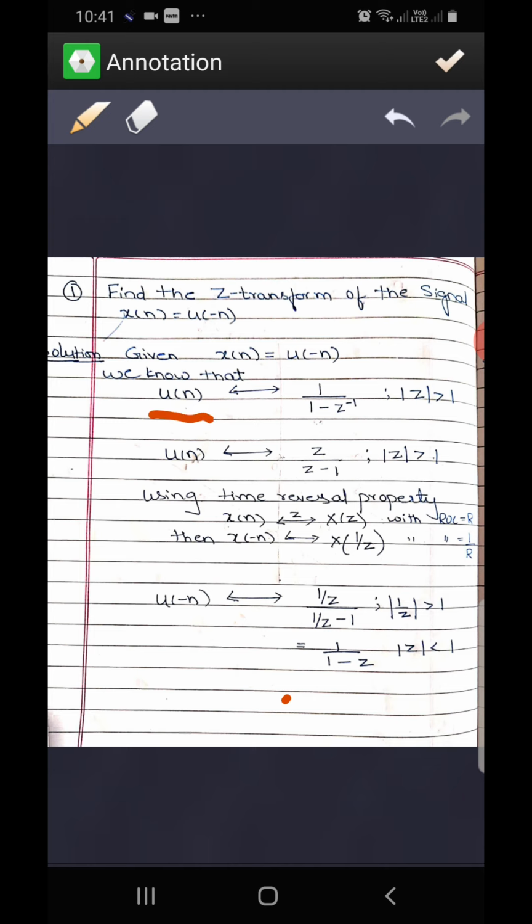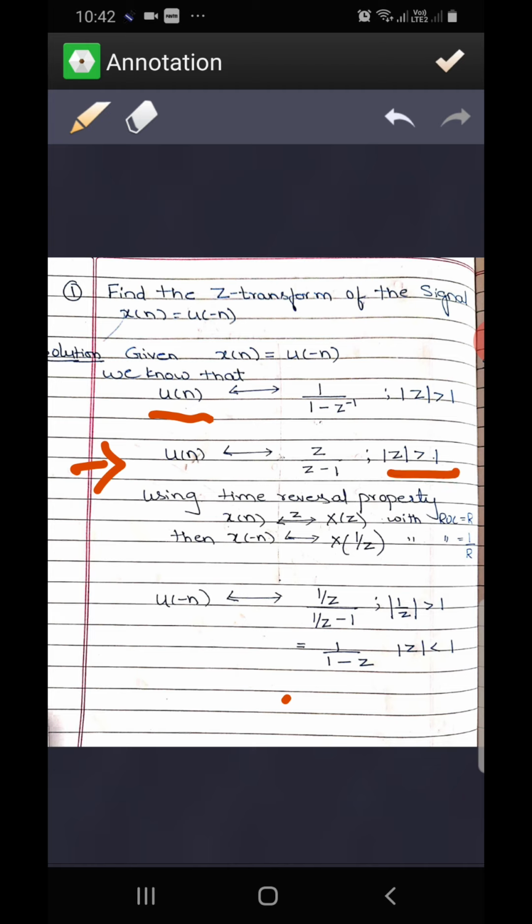We know that the z transform of u of n is 1 by 1 minus z inverse. In general, we can represent the signal in either z inverse or z, whichever is convenient for you. I'll use z by z minus 1, that is convenient for me. Only thing, wherever z is there, replace it consistently. Now u of n is z by z minus 1, ROC is mod z greater than 1.